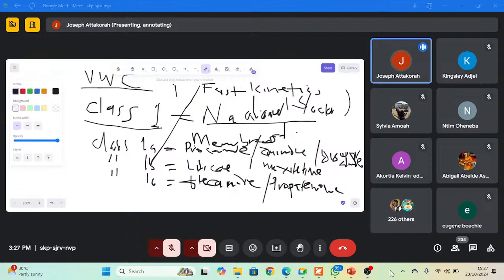Class 1C has slow kinetics. So B has fast kinetics, C has slow. What does it mean when you say slow kinetics? It takes time to bind onto the sodium channel, but when it does bind, it lasts for a longer period. Good. It lasts for a longer period.